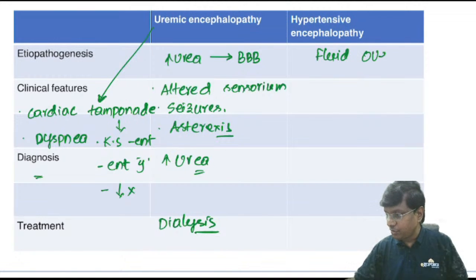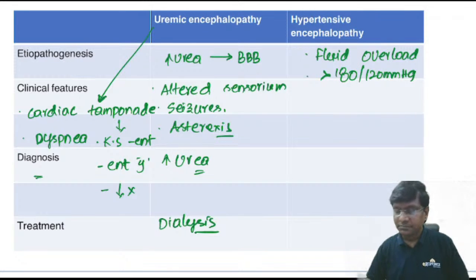Right? Because of the fluid overload, there can be hypertensive encephalopathy. And in case of hypertensive encephalopathy, how much will be the blood pressure? That will be more than 180 by 120 millimeters of mercury. Right. So now what will be the presentation in these individuals?